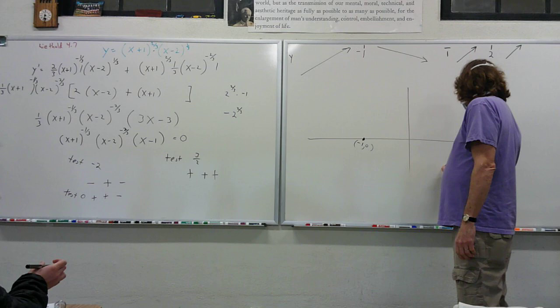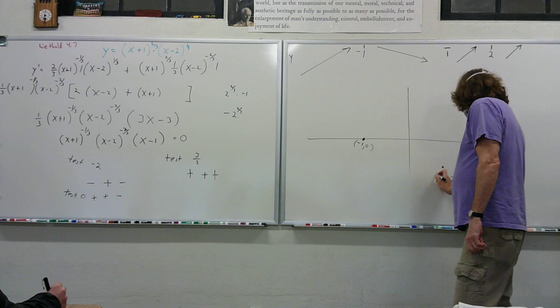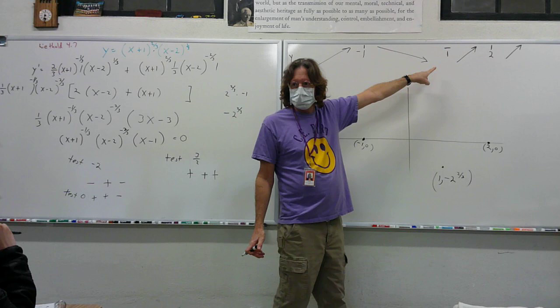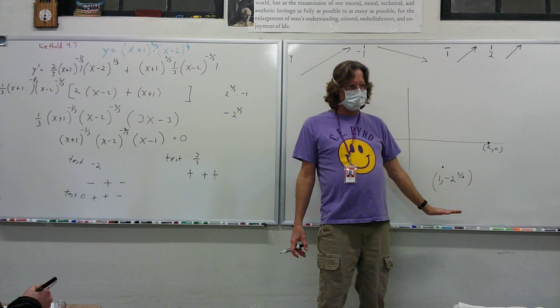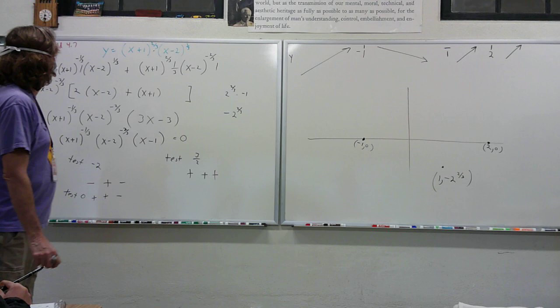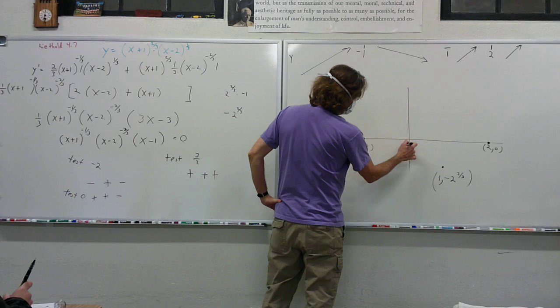Now, if you think about this, you're trying to realize that between negative 1 and 1, it's got to be going down, right? And from 1 to 2, it's got to be going up. Well, if you know 2, 0 is there, then you know 1 better be below it. Is that okay? Now, if you put 0 in the original, you get negative 2 to the 1/3, which is somewhere right here. You don't have to know that, but I just wanted you to know it was there.